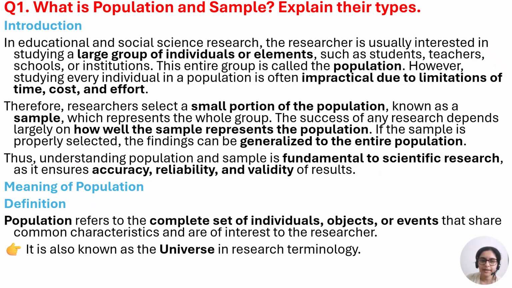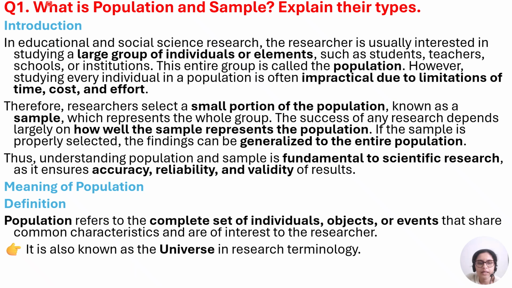Friends, welcome back. Let us start with the second unit of the research methods and basic statistics subject, that is sampling design, tools of data collection and communicating research. First question: what is population and sample? Explain their types. Very important but very basic.